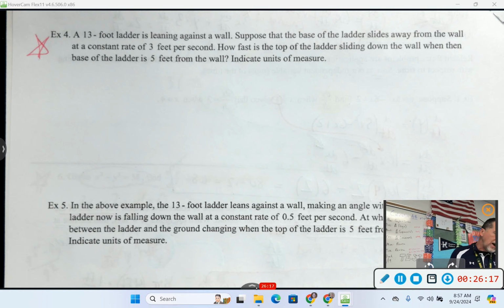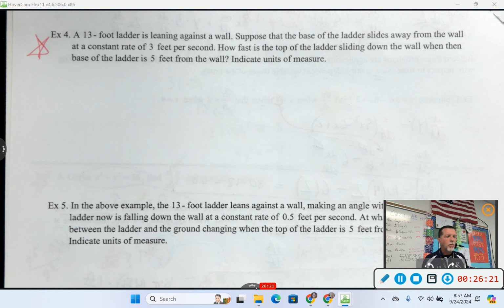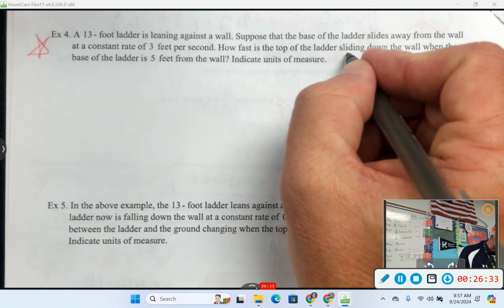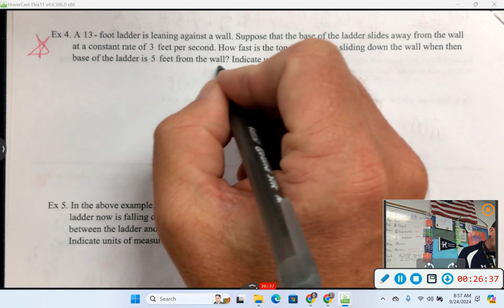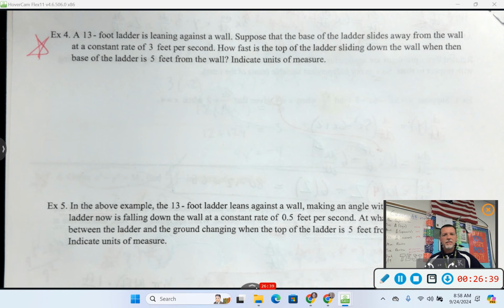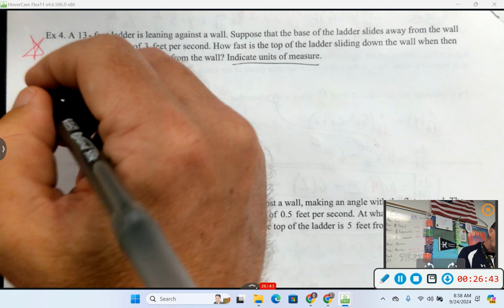A 13-foot ladder is leaning against a wall. Suppose that the base of the ladder slides away from the wall at a constant rate of 3 feet per second. Okay, so not good news if someone's standing on the ladder, starting to slide down the wall. How fast is the top of the ladder sliding down the wall when the base of the ladder is 5 feet from the wall? Indicate units of measure, so I do need units on this one.